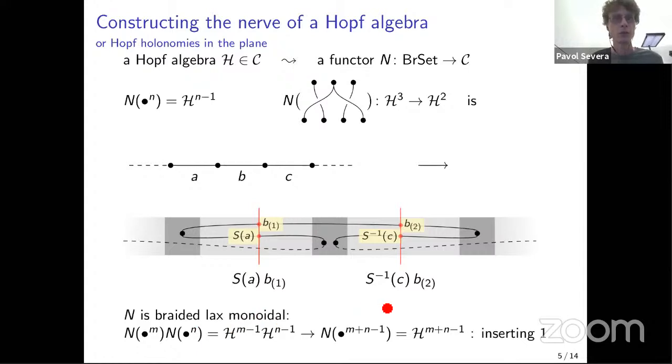And finally, it's supposed to be a braided lax monoidal functor. So I should tell you what those coherence morphisms are. It should be a morphism going from a power of h times this power of h to this power of h. You see there is one more h here than here. So there is one h missing. So what do we do? We simply insert 1 into that thing, the unit of the Hopf algebra. So I don't know, this is some kind of combinatorial game.